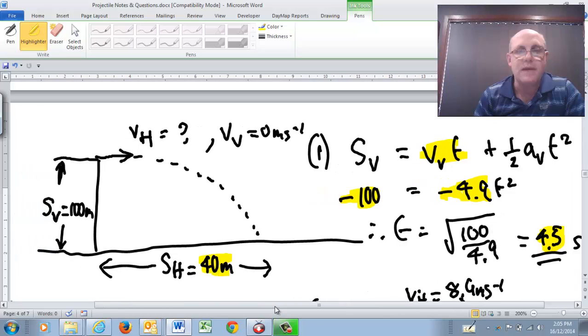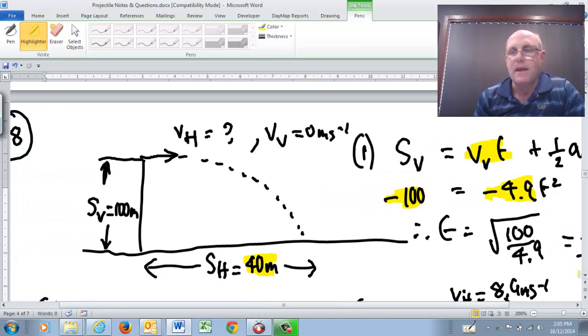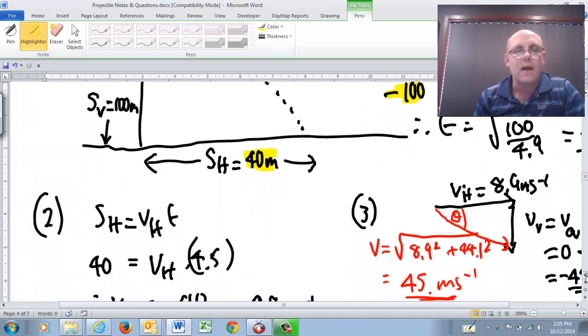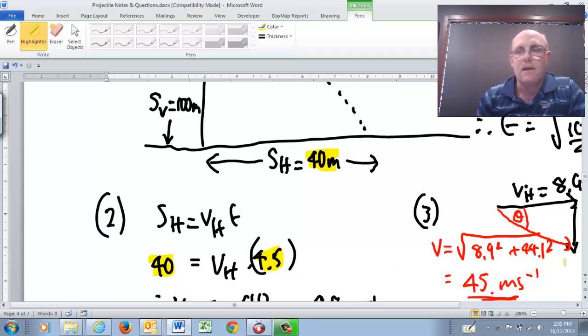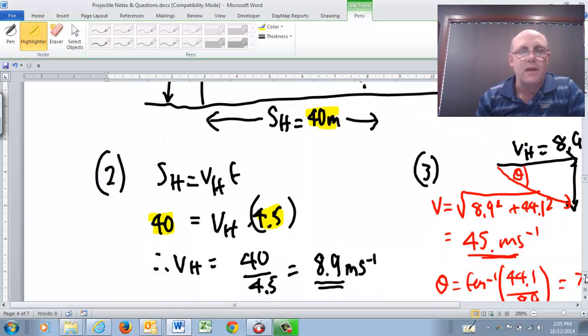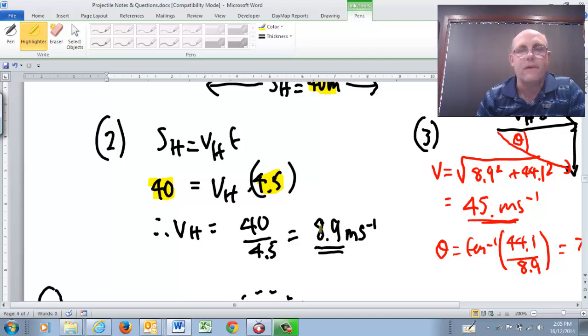We can use our vertical concept, the value of gravity, to work that out. If we want to work out how fast it was going, well, we know how far it's gone. SH, we know, was in fact 40. We know the time taken for it to hit the ground was 4.5 seconds. So when we rearrange that equation, we can see that the velocity is going to be 40 divided by 4.5, which is 8.9 metres per second.